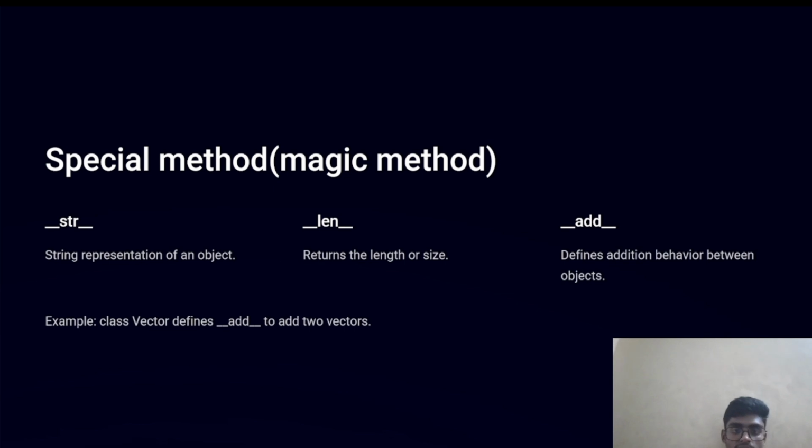Special methods, also called magic methods, use double underscores. Double underscore str gives the string representation of an object. Double underscore len returns the length or size. Double underscore add defines addition behavior between objects.